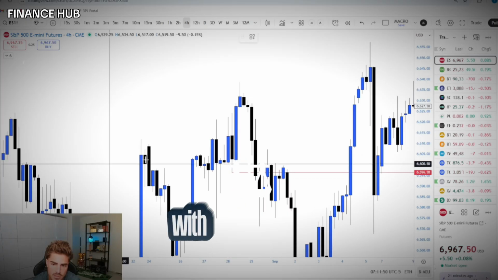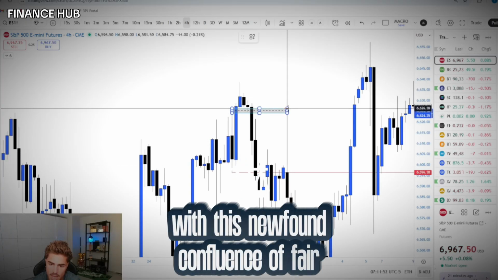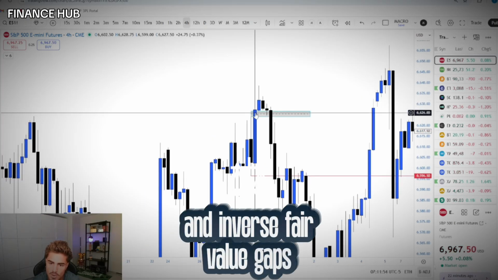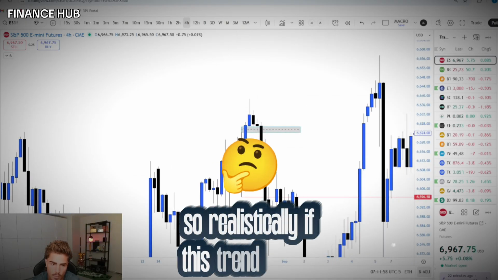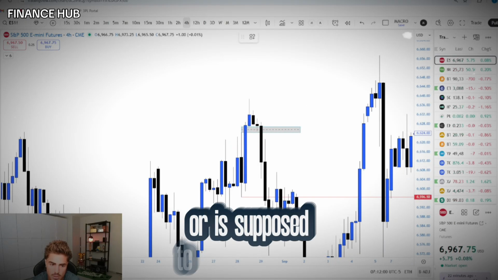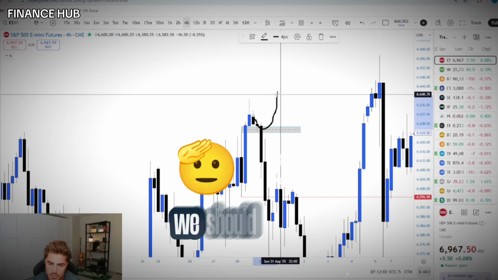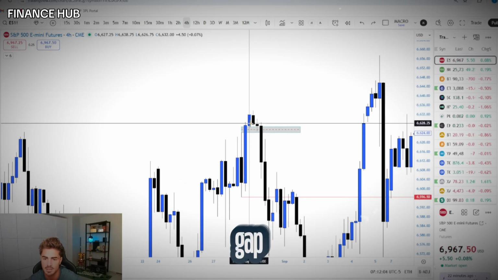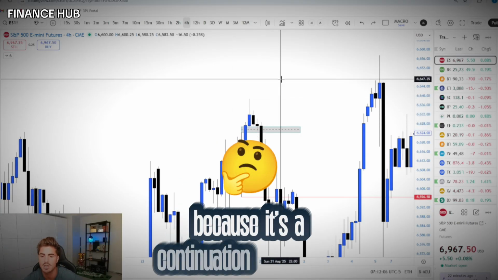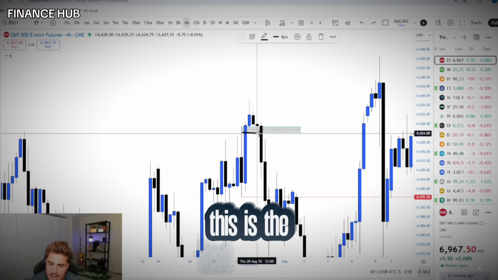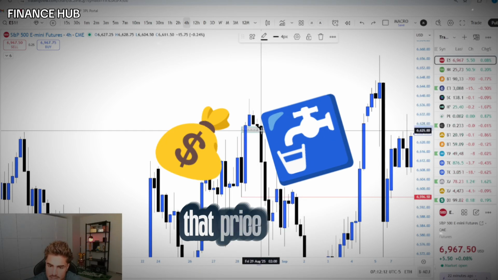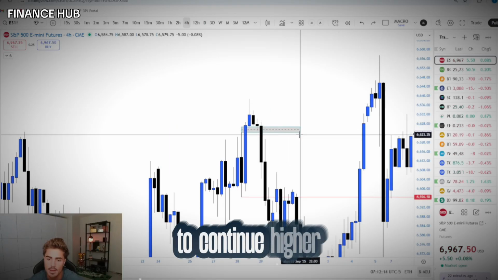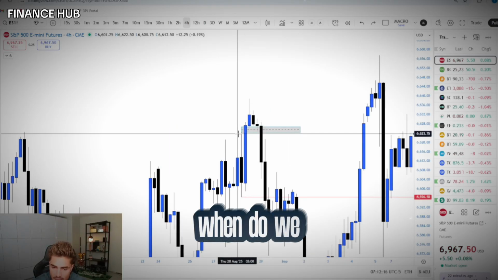But now with this newfound confluence of fair value gaps and inverse fair value gaps, we have a bullish fair value gap right here. So realistically, if this trend is supposed to continue higher, we should respect this fair value gap and continue higher. Why? Because it's a continuation confluence. This is the last form of imbalanced price on this time frame that price needs to tap into to continue higher.